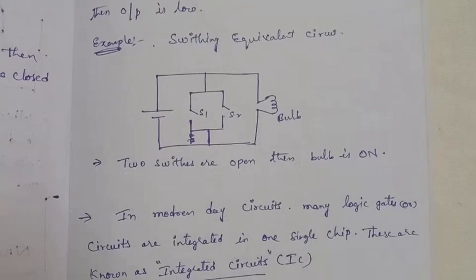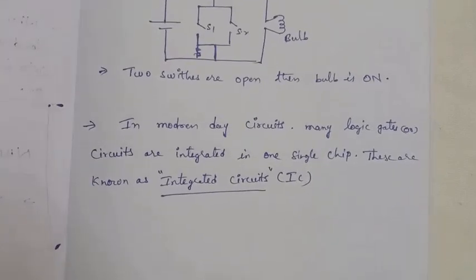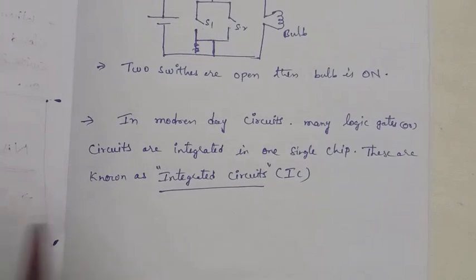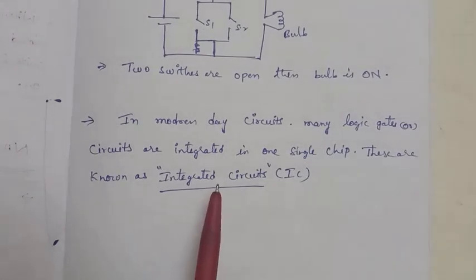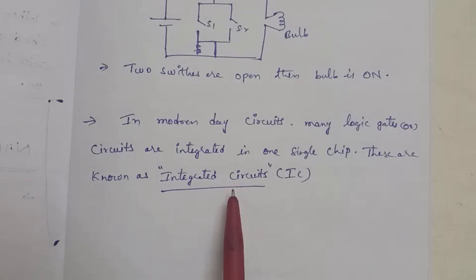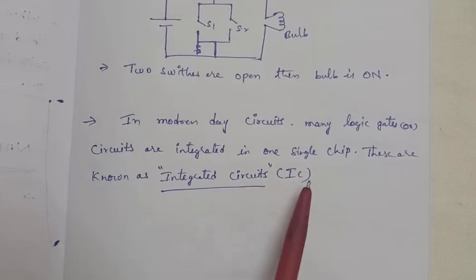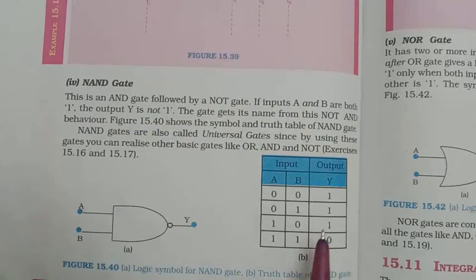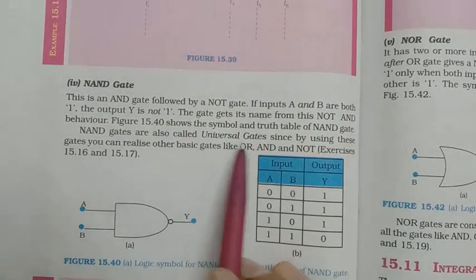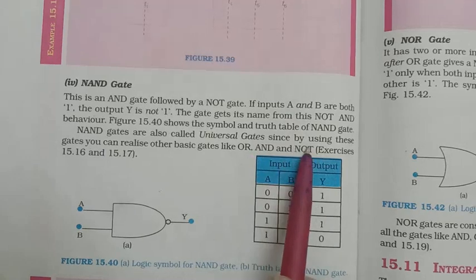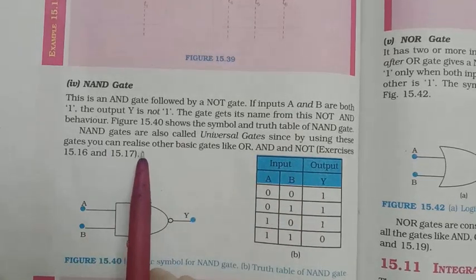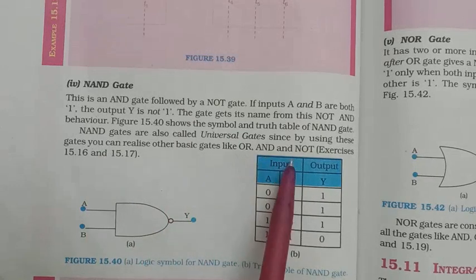And the last topic is the integrated circuit. These are all the individual logical gates, but in modern day circuits, many logical gates in one circuit can form a larger number of logical functions in a single integrated circuit. So in one single chip, when you add all these, that is called the integrated circuit. All of you observe, NAND gate is also called the universal gate, since by using it you can realize other basic gates like OR gate, AND gate and NOT gate.